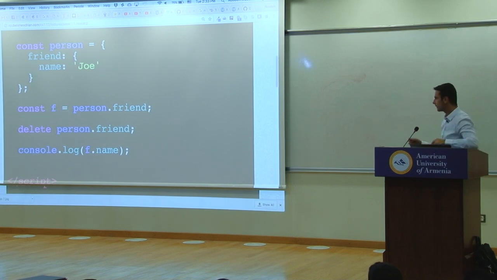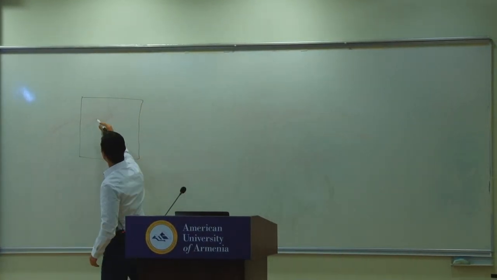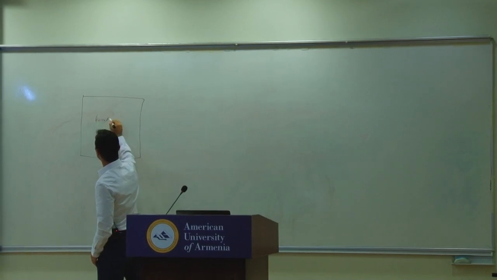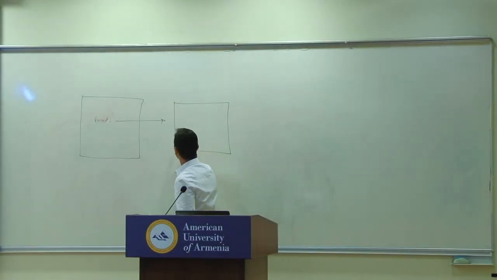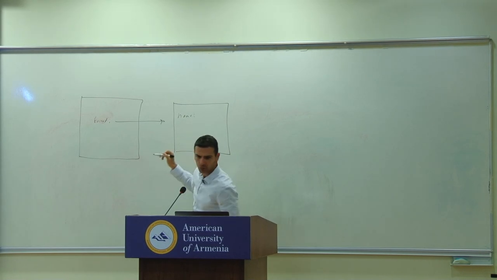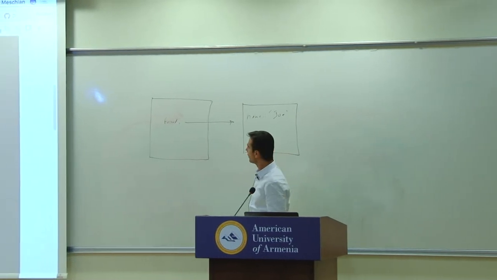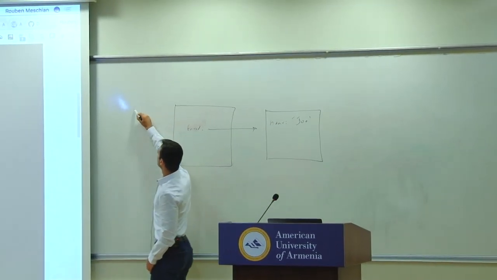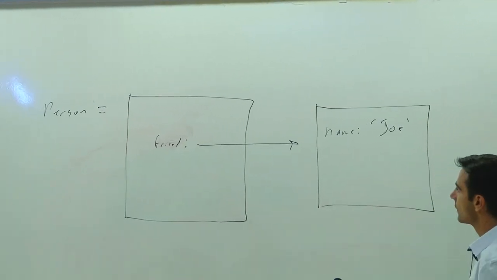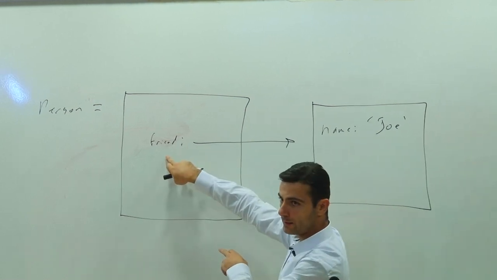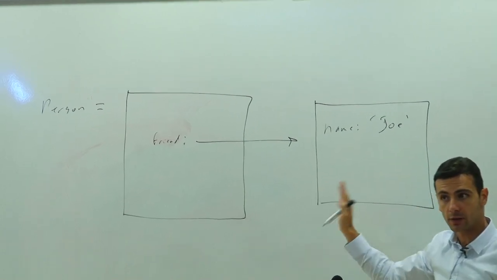Okay, look. You have a person object, which has a friend. This references another object, which has a name. Was it Joe? Yeah, Joe. This is person. This is an object that has a key friend that references another object that has a key name, which has Joe. Is that part clear?